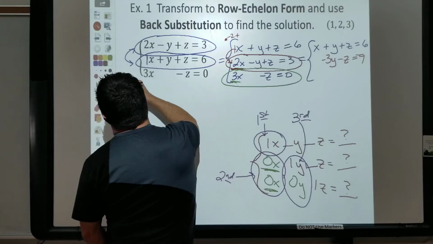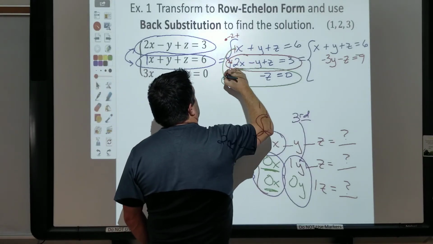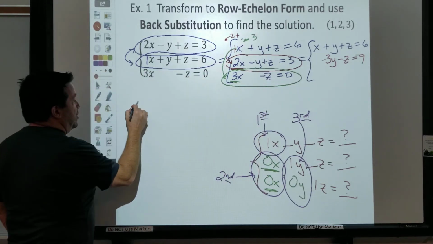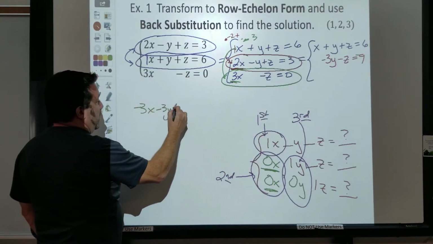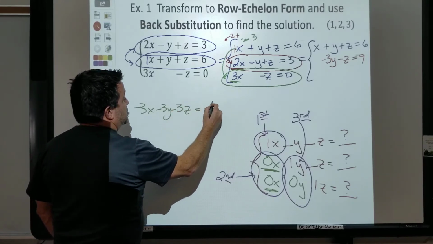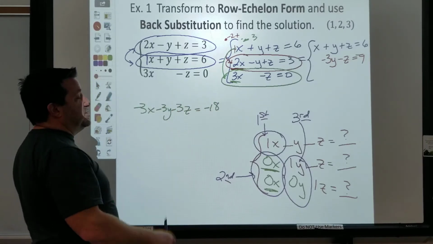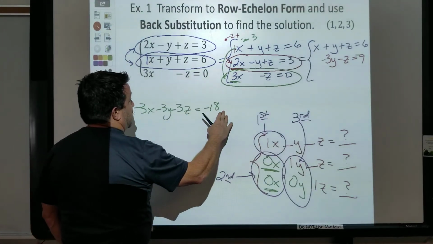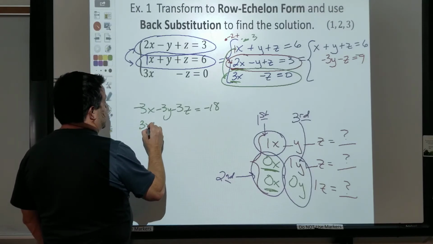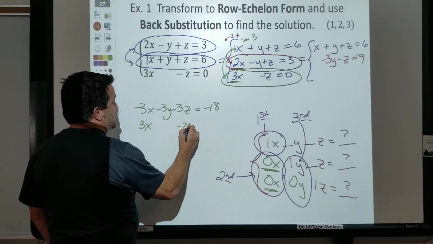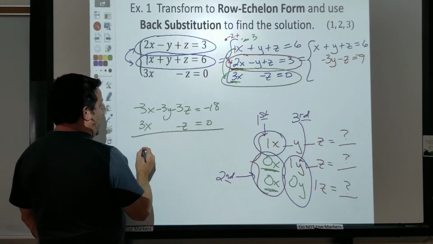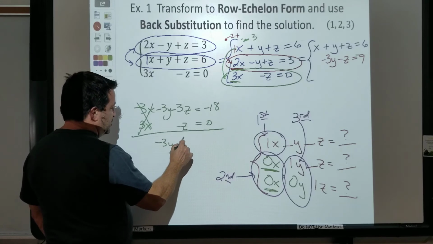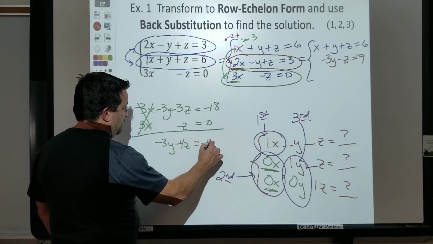So I am taking this top equation times negative 3 and adding it to this one. So the top equation becomes negative 3x minus 3y minus 3z equals negative 18. You can see that mistake is definitely demonstrating something you've got to be very careful of. I had to multiply everything by negative 3. And then I've got 3x and I've got minus z equals 0. So when I add these together, I end up with negative 3y minus 4z equals negative 18.